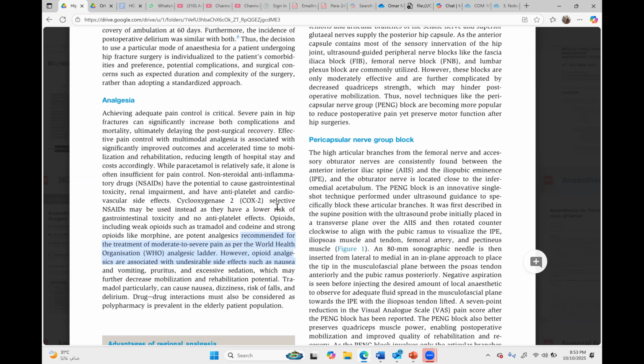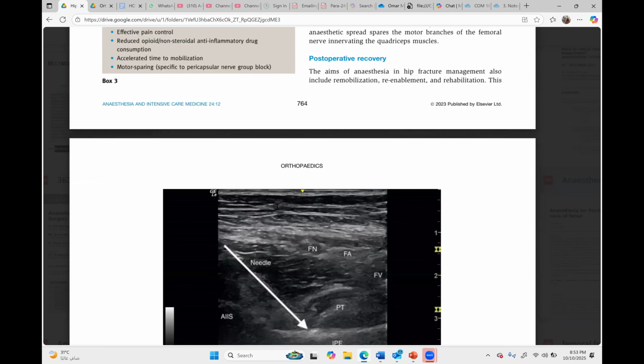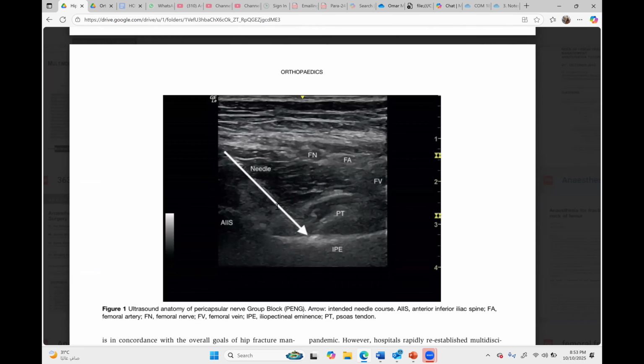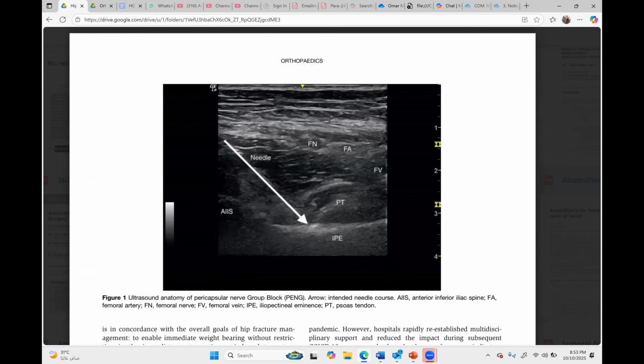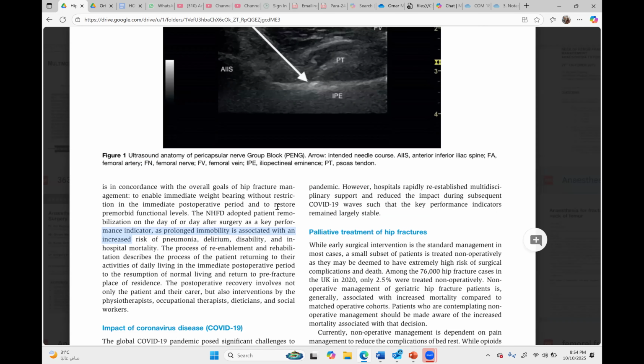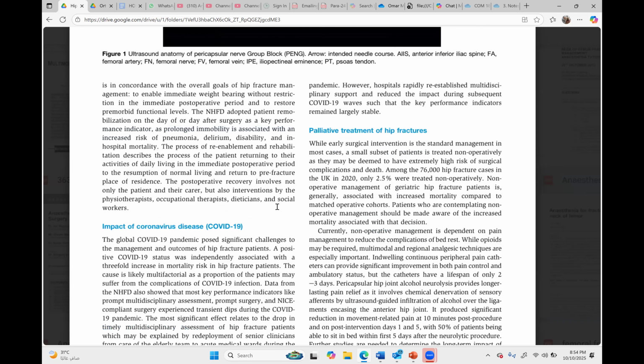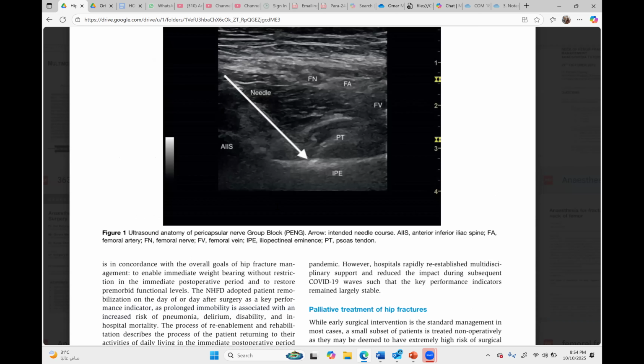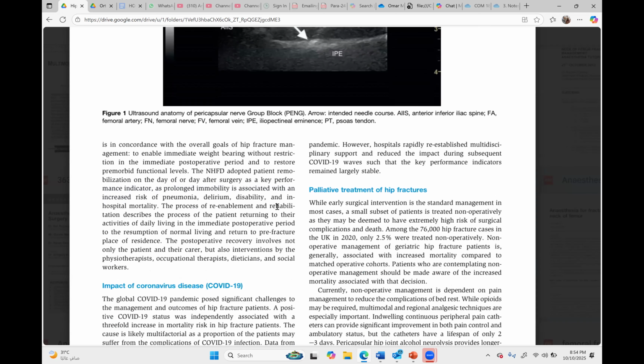So you can have this. This is actually the PENG block. So femoral nerve, femoral artery, femoral vein. This is the iliopectineal eminence. I have done it a few times. It's a relatively difficult block as compared to the fascia iliaca block. Any block in which you have to go deep and you can pass through some structures becomes a little difficult. But it is easy in that aspect that you have an endpoint, a bony endpoint. And of course, any block, if you are doing it carefully, is good.